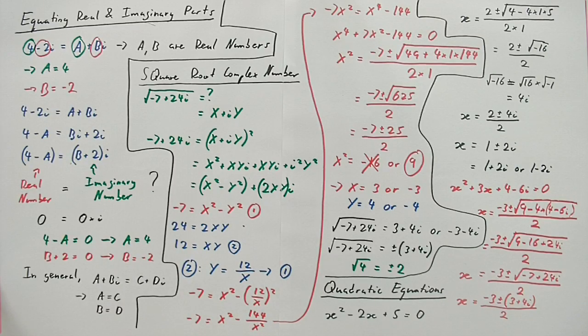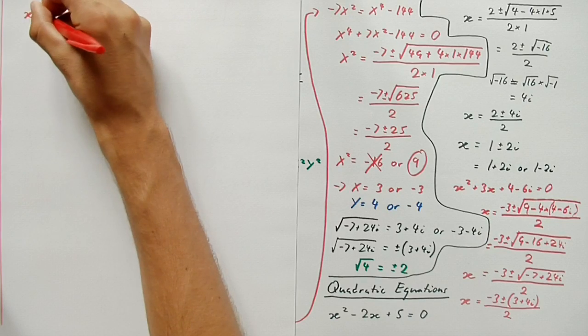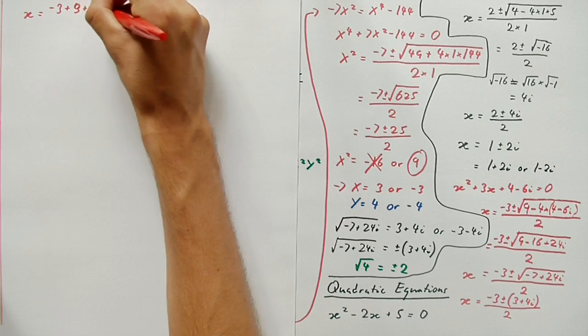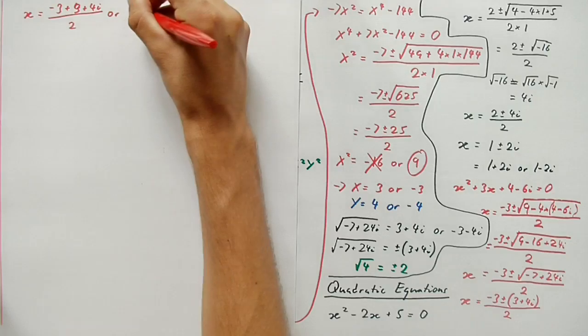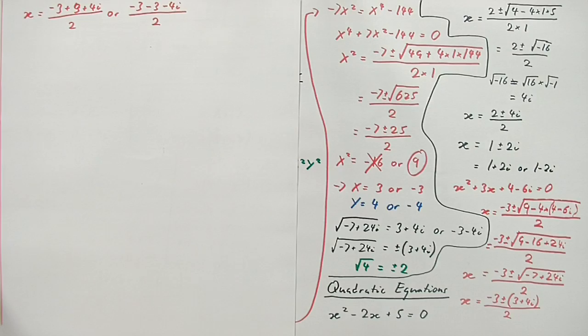And we're going to need a change of paper. Okay, we're back, and we've got x is equal to negative 3 plus or minus 3 plus 4i, all divided by 2. So we're going to consider the positive and negative 3 plus 4i's as separate cases. So we've got x is equal to negative 3 plus 3 plus 4i, all divided by 2. Or we've got x is equal to negative 3 minus 3 minus 4i, all divided by 2.